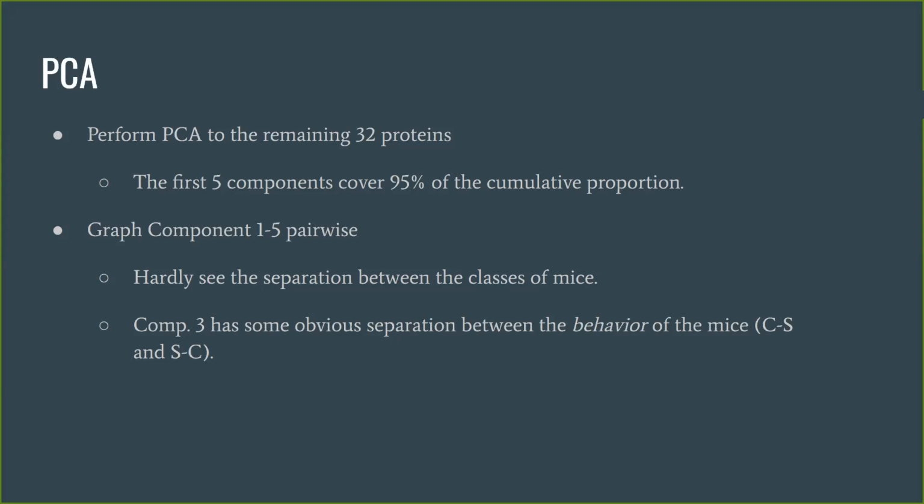from the pairwise graph. But when we did the graph, we could not really see the separation between those classes. So we tested on each of behavior, treatment, and genotype. And when we did that, we see that behavior is the one that has some kind of separation, which is in component 3. Next.